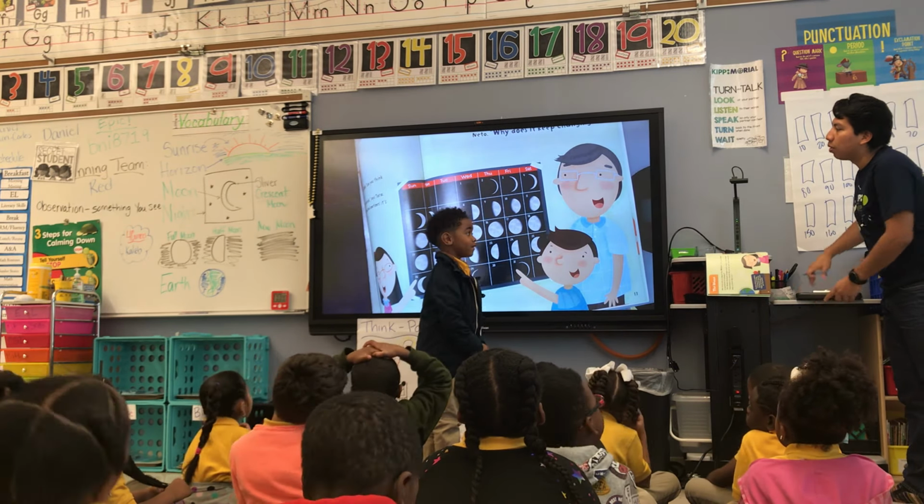I think this is a full moon. Is this showing half of the moon? So you think that was a half moon then? That one's a half moon. Excellent. Oh, I have so many hands up.